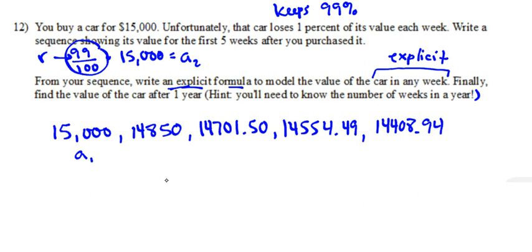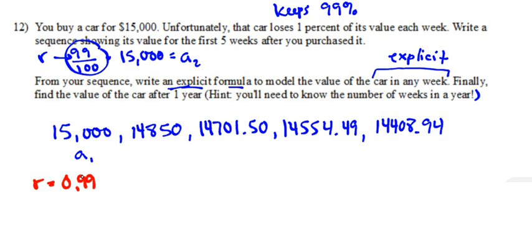We have written now a sequence showing the value of the car after each week. So during the first week, $15,000. Week 2, we've lost some value. Week 3, lost a little more value. And so it keeps going down. We multiply by 0.99 each week. From that sequence, we want to write an explicit formula. We have said that the ratio is 0.99.